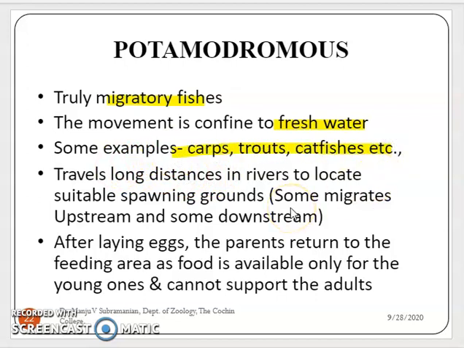During this type of migration, they travel long distances in the rivers to locate suitable spawning grounds. Some migrate upstream, whereas some migrate downstream. And after laying the eggs, the parents return to the feeding area, as the food is available only for the young ones and cannot support the adults.